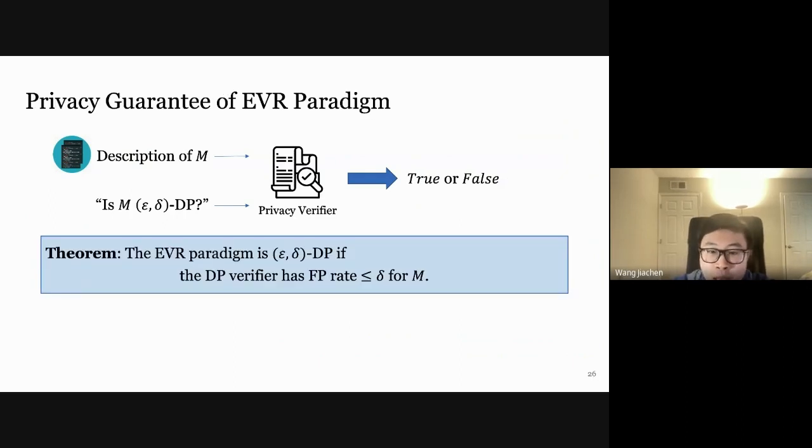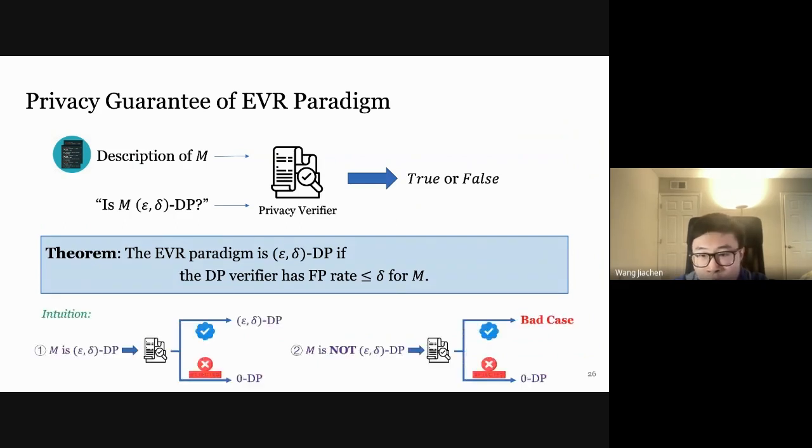So we show that the EVR paradigm's privacy guarantee can be achieved when the DP verifier has a low false positive rate. The intuition of this result is that if M is indeed epsilon-delta DP, then everything's fine. And if M is not epsilon-delta DP, then if the verifier rejects the estimate, it's going to be 0 DP.